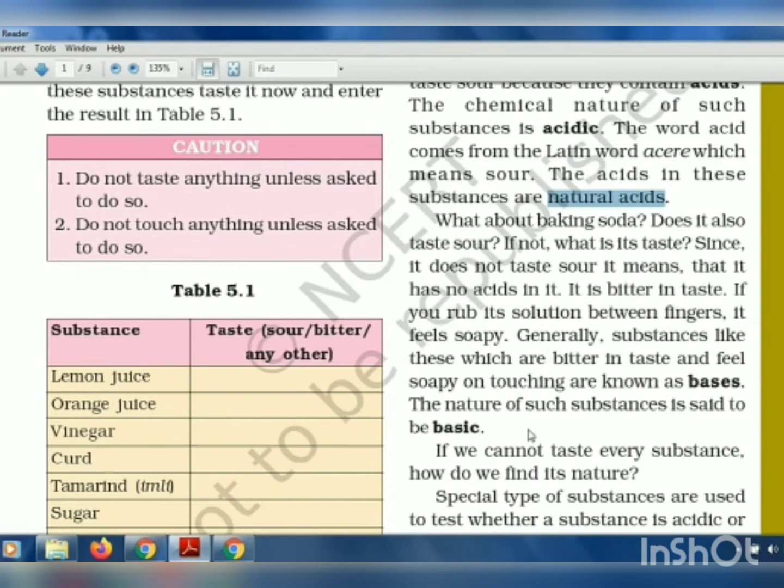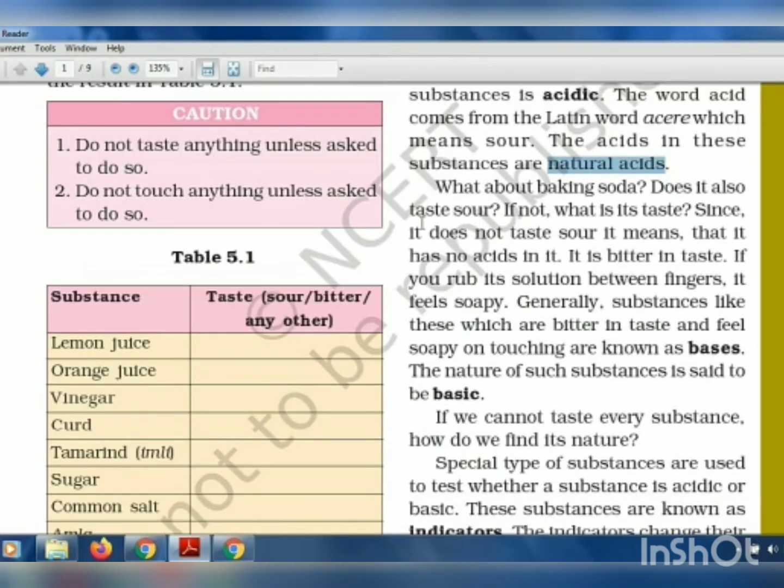What about baking soda? Does it also taste sour? If not, what is its taste? Since it does not taste sour, it means that it has no acid in it. So baking soda does not taste sour. It tastes bitter. You can also take Eno, which we get in bottles. Maybe you will have Eno or baking soda at your home. Just ask your mother, she'll give it to you, right?